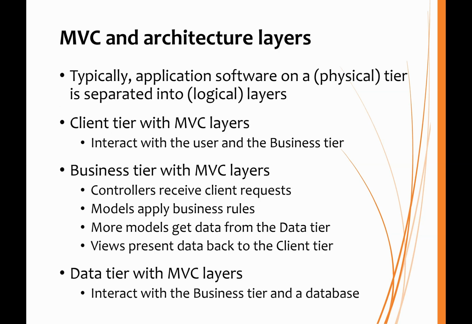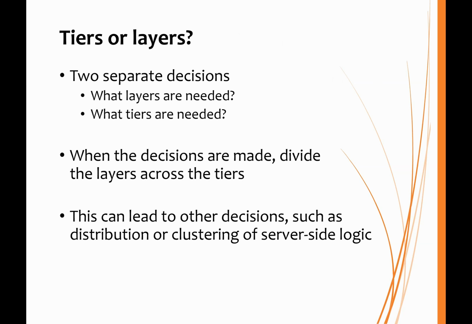Because we've got physical and logical separation of components, we need to think about what we've got and where it goes. And very often we might find flavors of MVC on each of the tiers. We need to decide how we're going to make the physical and logical separations. And having decided that, we then divide the layers across the tiers. And this can lead to other decisions, such as distribution or clustering of server-side logic.